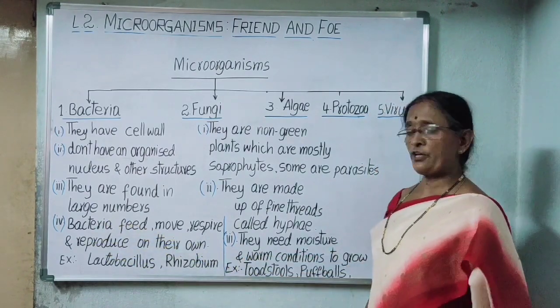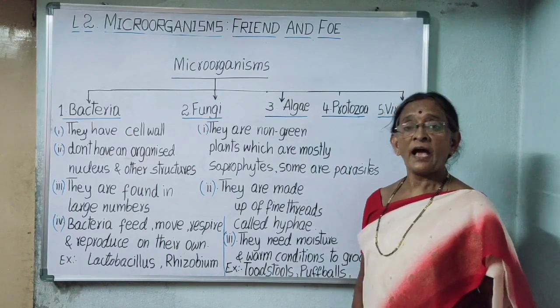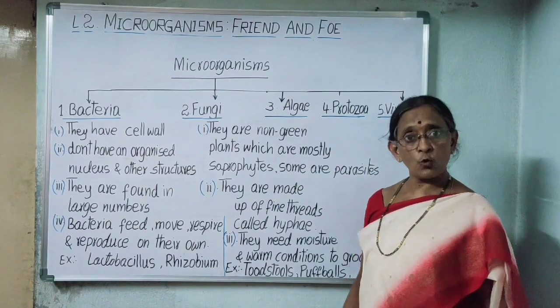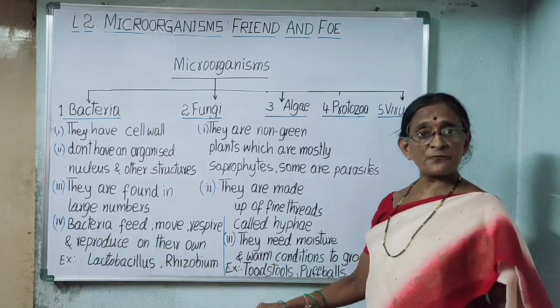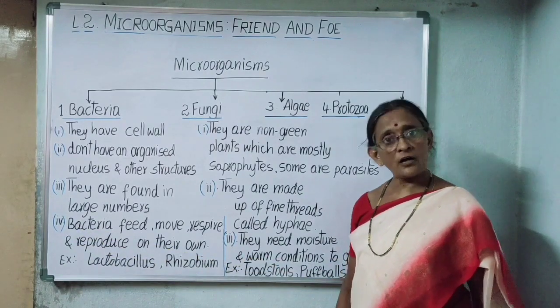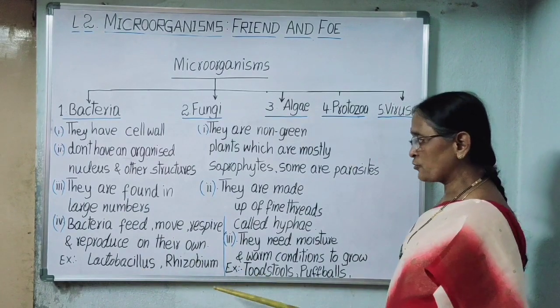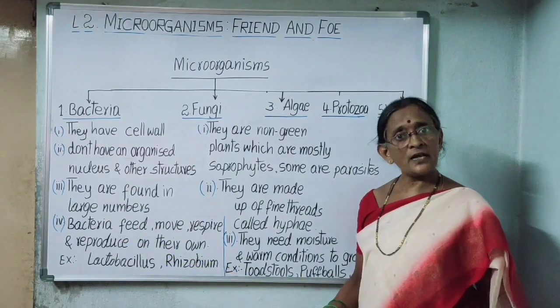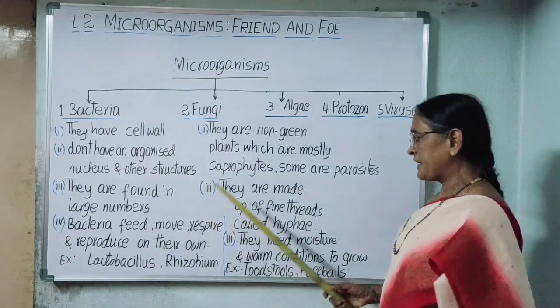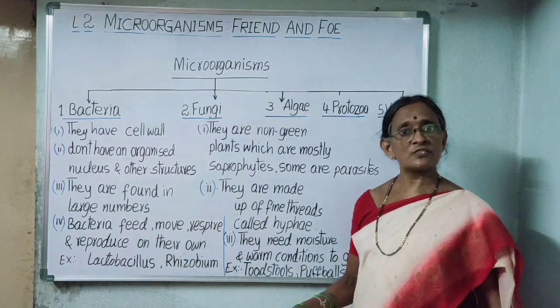Bacteria feed, move, respire and reproduce on their own. Some are useful and some are harmful. Useful ones are Lactobacillus and Rhizobium. Lactobacillus helps in making curd and Rhizobium helps in nitrogen fixation.